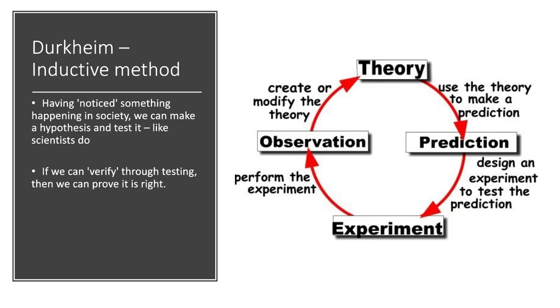Once we've noticed that something is happening in society, we make this hypothesis, we test it, just like a scientist does. Now, the key thing here is this verify. It's verification. If we prove our prediction correct, then that's it. We just stop. There's nothing else to do. We have made a prediction and it's proven right, just like scientists do.